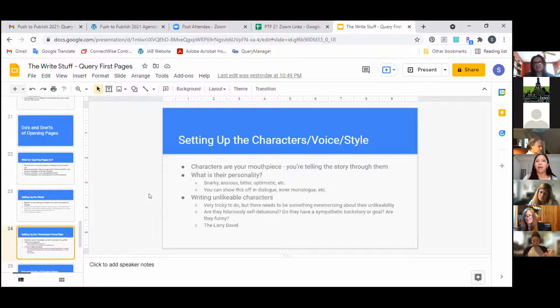Here's the crux that a lot of people stumble into, especially when they're writing unlikable characters. Unlikable characters are very tricky to do, but they can still be done. You just need to do something that's mesmerizing about their unlikability. One of my clients, her name is Joy Landendorfer. Her debut novel published earlier this year. It's called Right Back Where We Started From. And it follows three generations of very unlikable women in California from the gold rush to World War II.